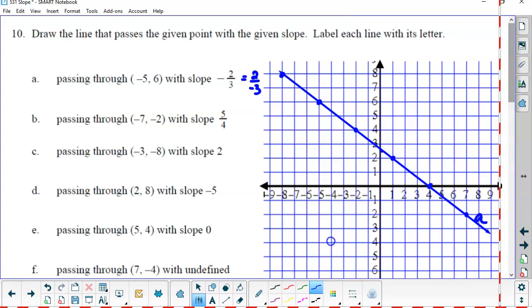Right? Next one, -7, -2. Slope is positive, so that means up 3, to the right 4. Do it again if you can. Up 3, to the right 4. And that's really all of the space that we have in there.